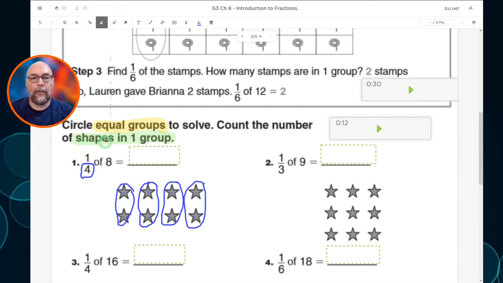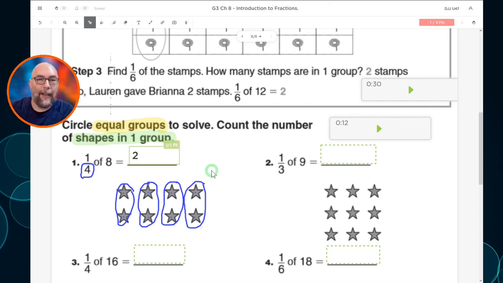Count the number of shapes in one group. So how many shapes are in one group? So if this is one group, I've got 1, 2 shapes. So what I needed to know was number 2. 1, 2 shapes in one group is 1/4, because there's 4 groups, or 1/4 of 8, because there's a total of 8 stars altogether. So the answer here is 2.